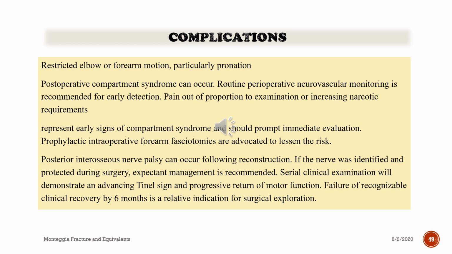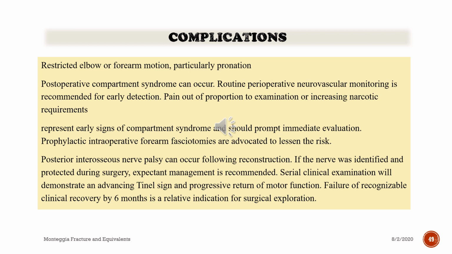Routine perioperative neurovascular monitoring is recommended for early detection. Pain out of proportion to examination or increasing narcotic requirements represent early signs of compartment syndrome and should prompt immediate evaluation. Prophylactic intraoperative forearm fasciotomies are advocated to lessen the risk.